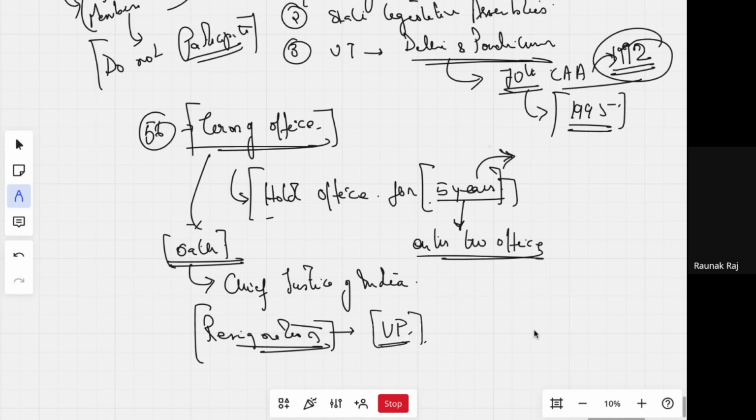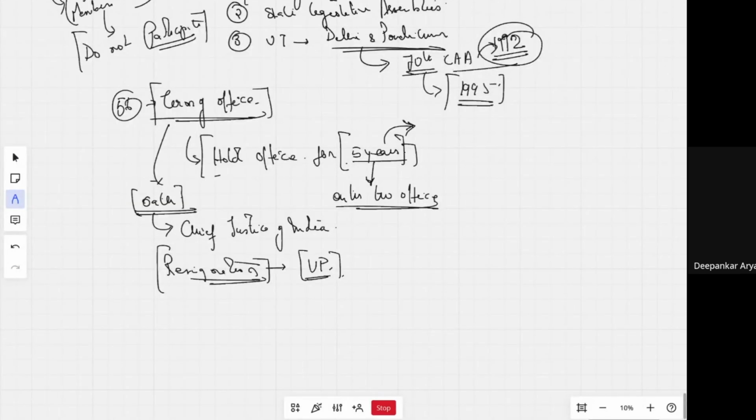Don't know, sir. Chief Justice is not superior. Sir, is a citizen of India. See, wait. Citizen of India.